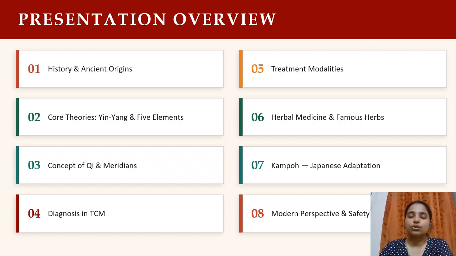And we'll also be going through a set of four medicines or herbs which are used in Chinese system, as well as there is an adaptation of Chinese system of medicine which is used in Japan, which is known as Kampo. We'll just go through a glimpse, and again what are the safety perspectives of traditional system or Chinese system of medicine. These are the topics which are included inside Chinese system of medicine.